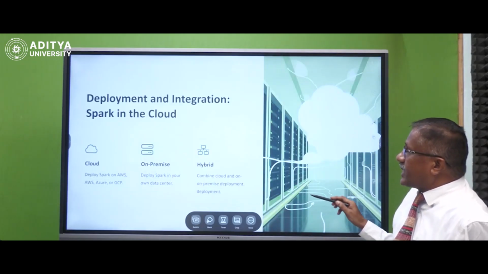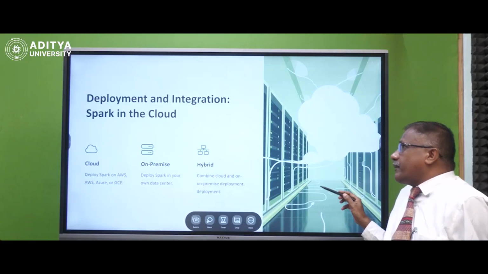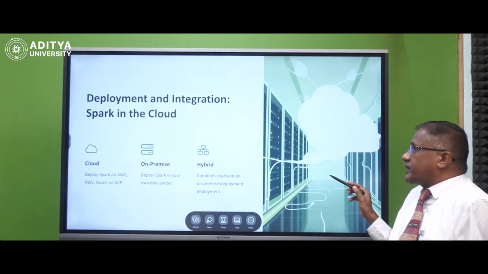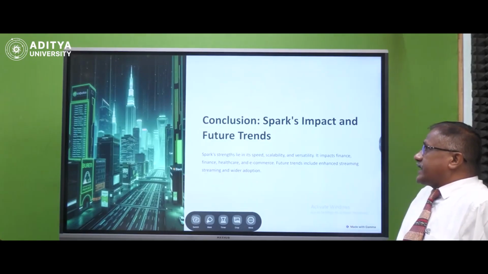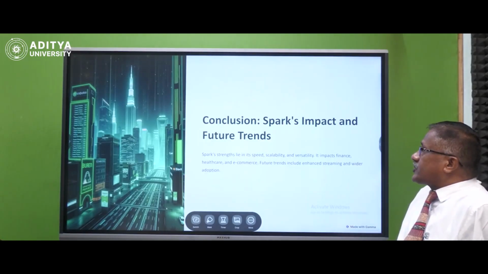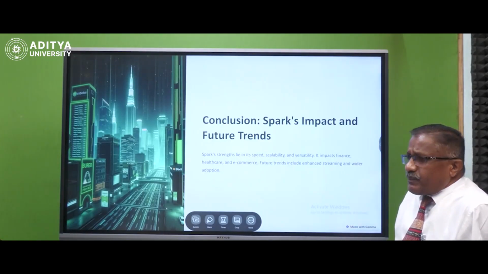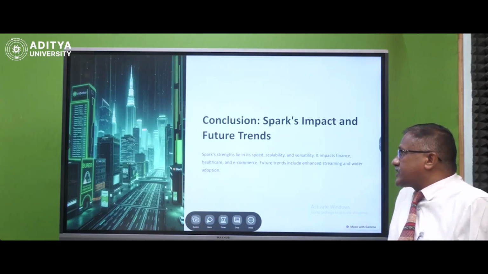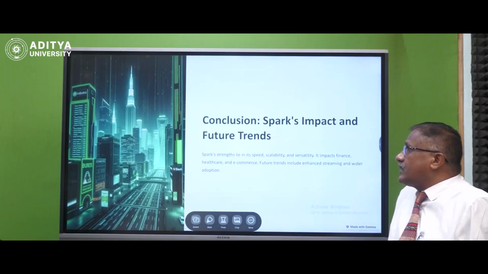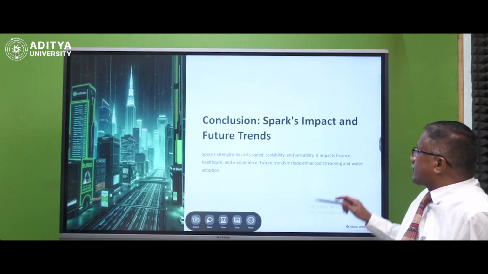Deployment and integration: we can also do the deployment in a cloud environment, on premises, or in a hybrid mode. Conclusion: we can easily understand Spark's impact on future trends. Spark plays a very important role in real-time business analytics and is also a comfortable tool to analyze various trends.